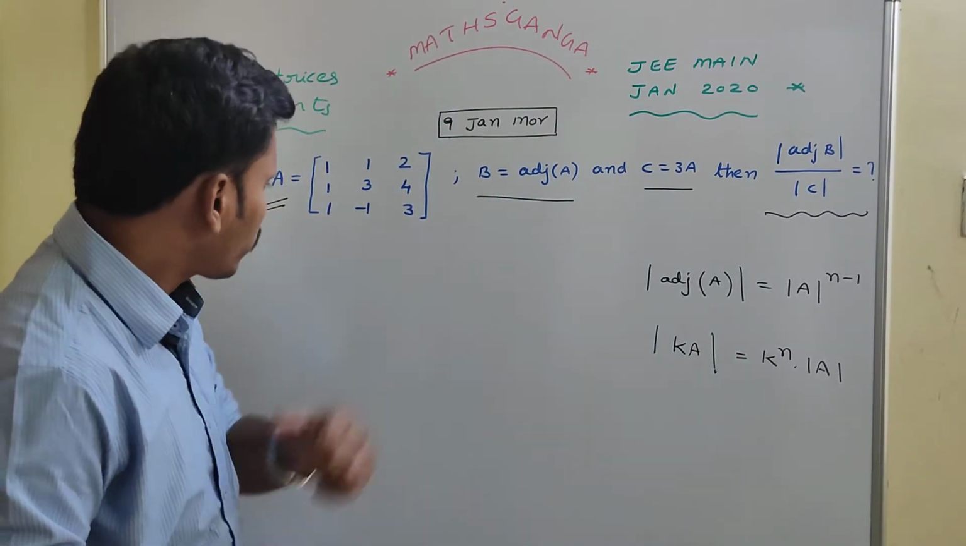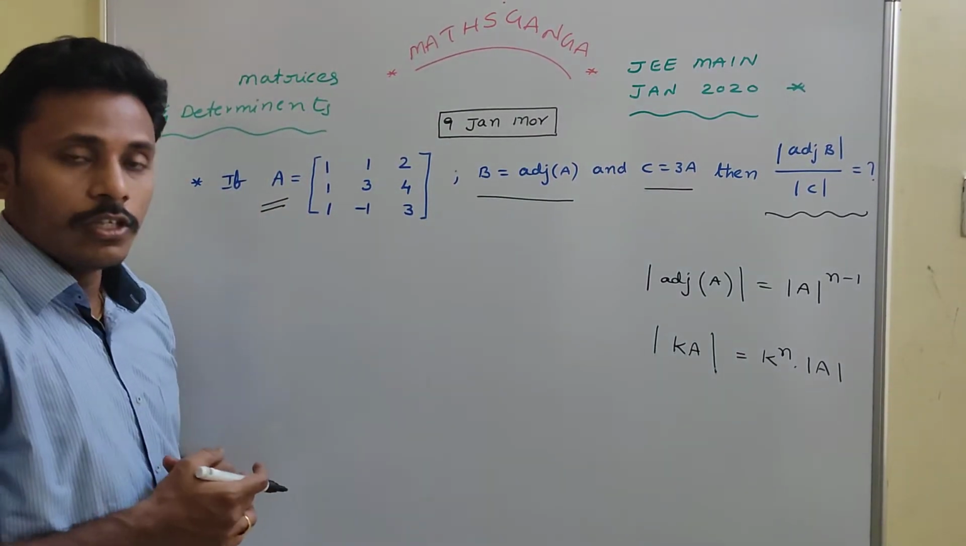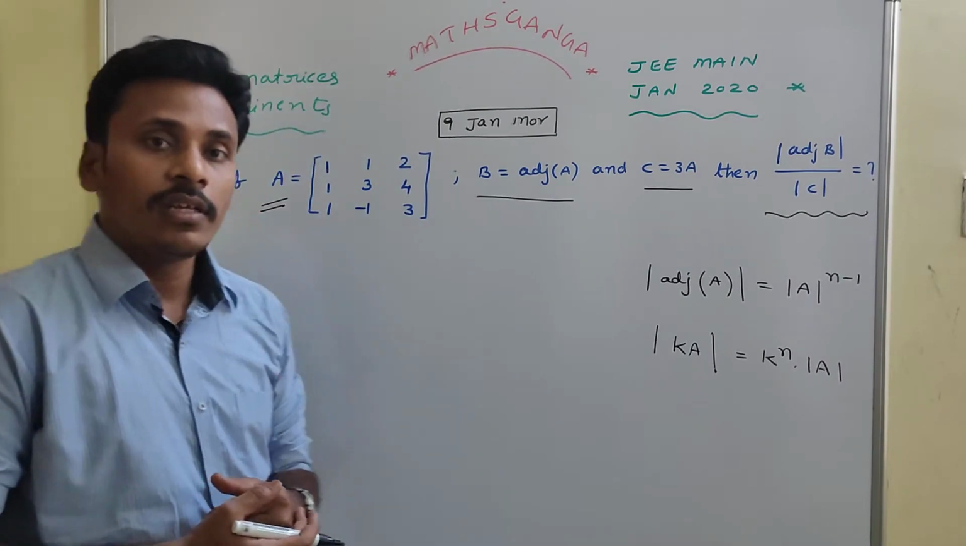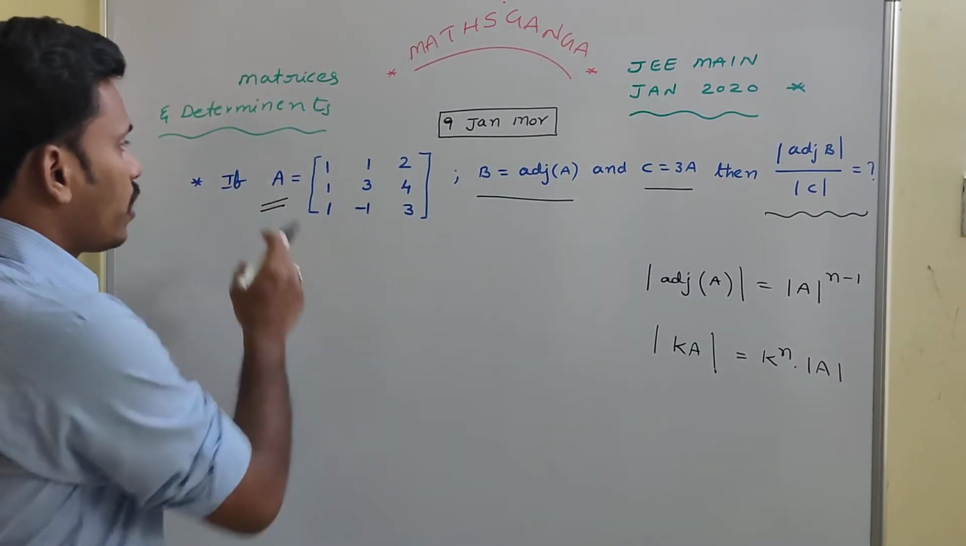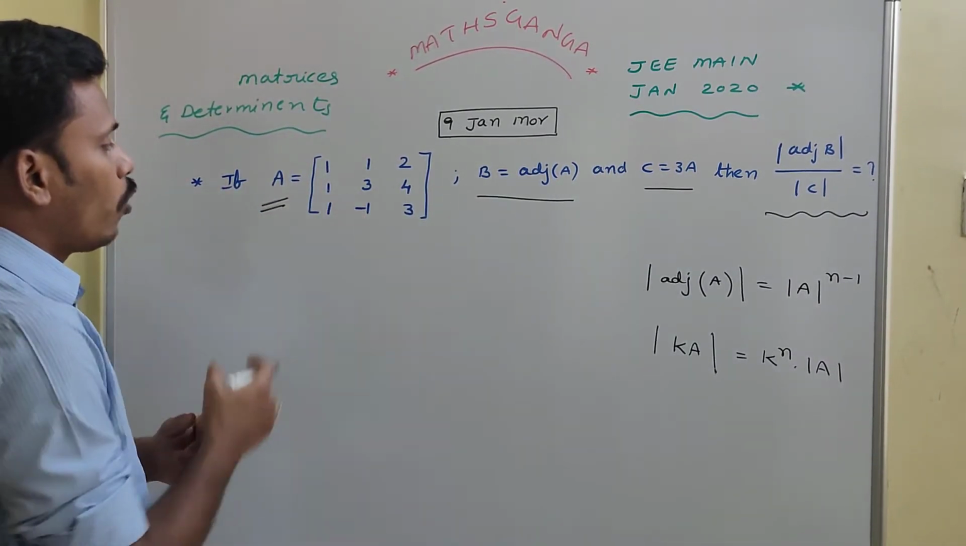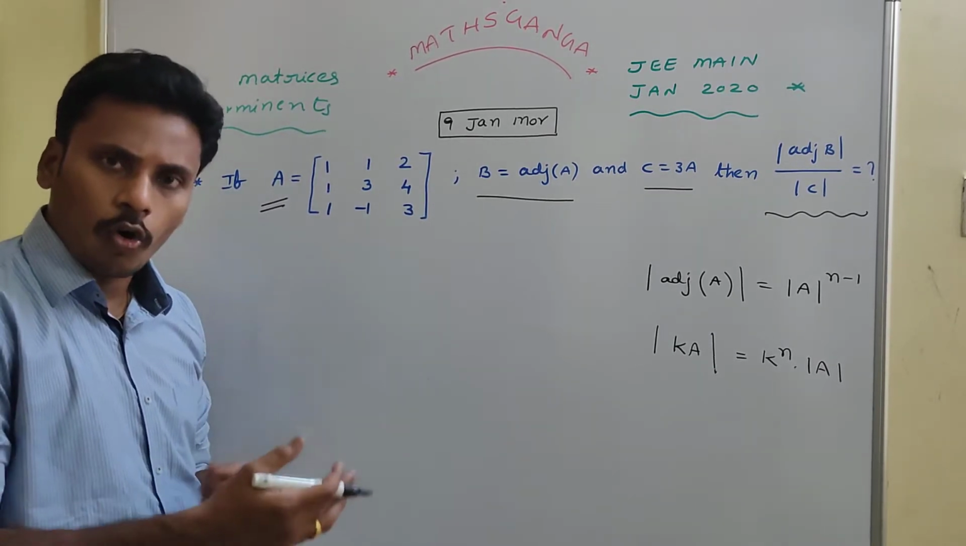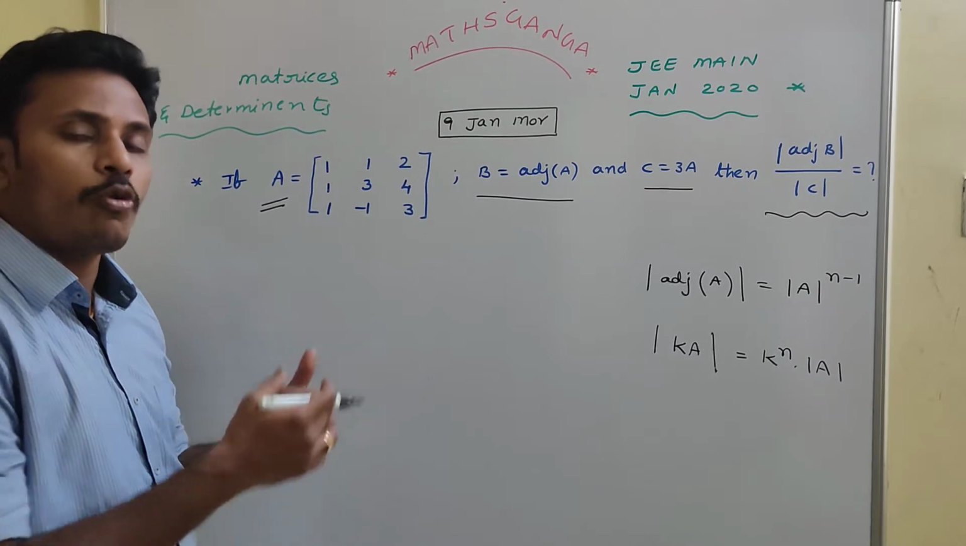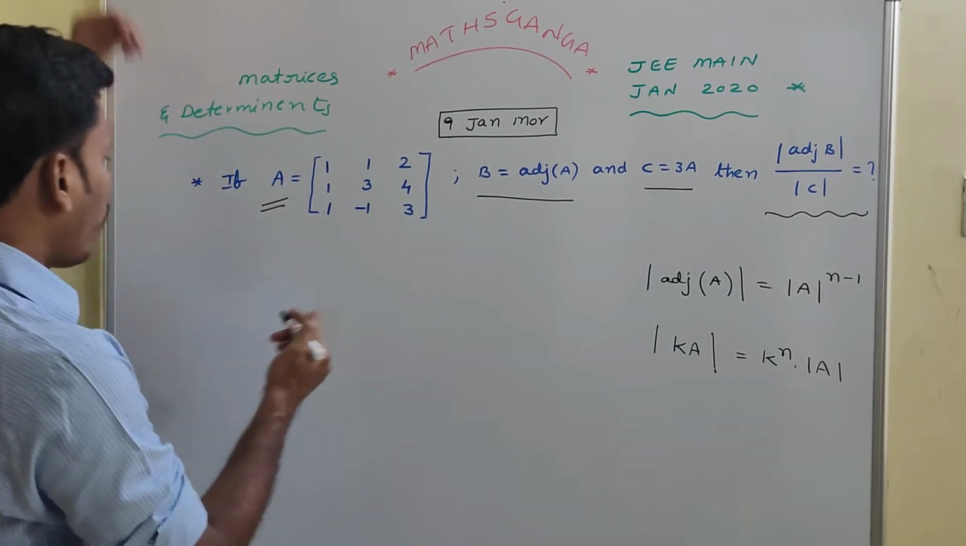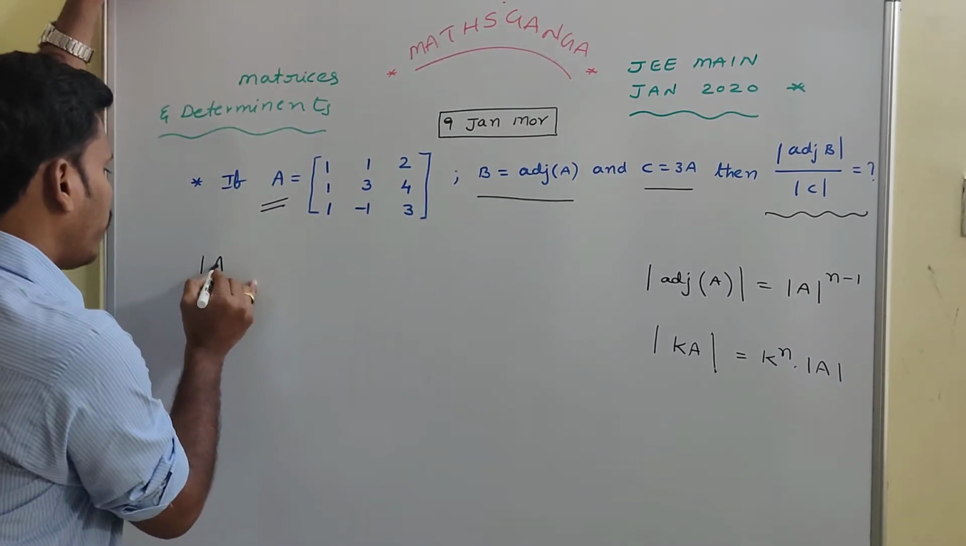First of all, matrix A is given. So try to find the determinant of this particular matrix: 1 1 2, 1 3 4, 1 minus 1 3. Use either row operations or column operations, or you may directly find the determinant. Now come with me to find the determinant.